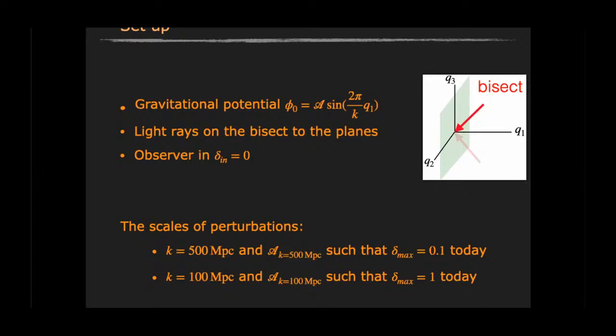So we calculated the observables for different values of the inhomogeneity scales and amplitudes, but here I will show you just two cases. The first case is when k corresponds to 500 megaparsec and the amplitude is such that the maximum of the density contrast is equal to 0.1 today. And the second case is with inhomogeneities on a scale of 100 megaparsec and amplitude such that the maximum of the density contrast is equal to 1 today.